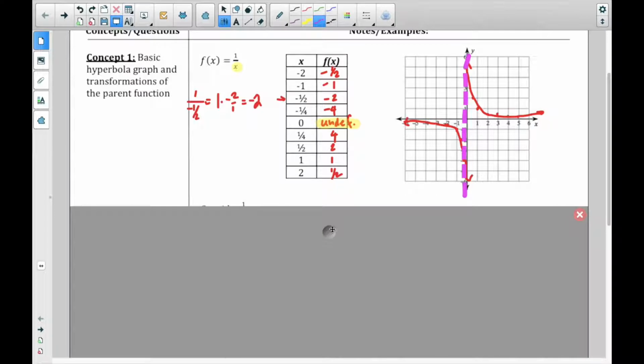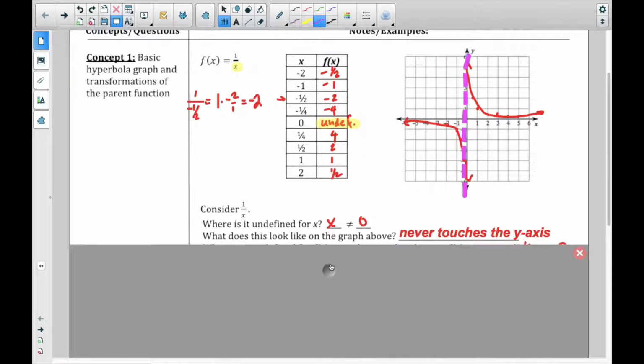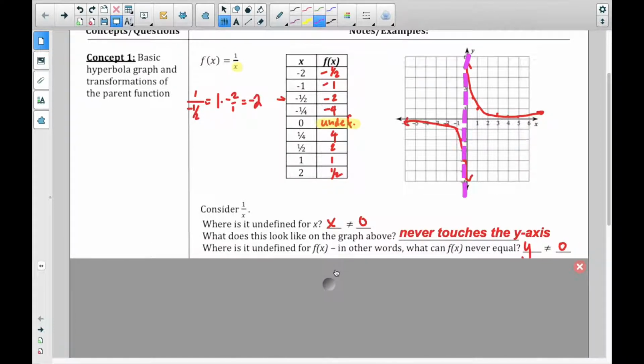And then let's discuss some of the things that we have been talking about. It's undefined at x equals 0. What does that mean? It means it never touches the y-axis, just like I've drawn there. Now, here's something we haven't talked about. Where is it undefined for f of x? In other words, what can f of x never equal? And I'm going to say that y can never be 0.